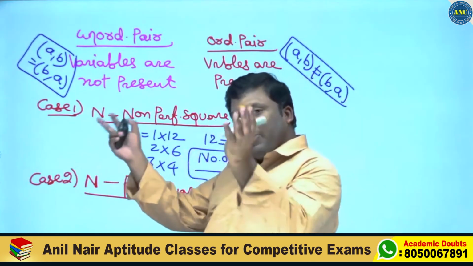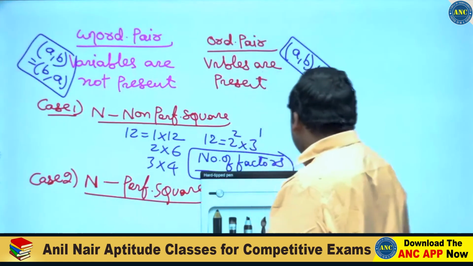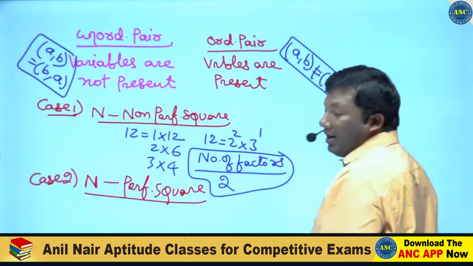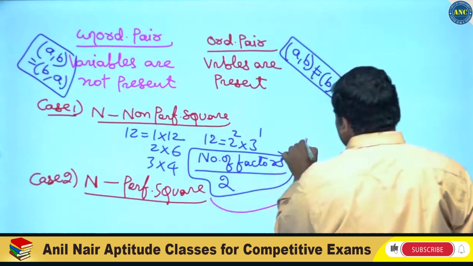Sir, why half came? The same thing has been duplicated in the reverse case. The reverse case we need to eliminate. Number of factors by 2.